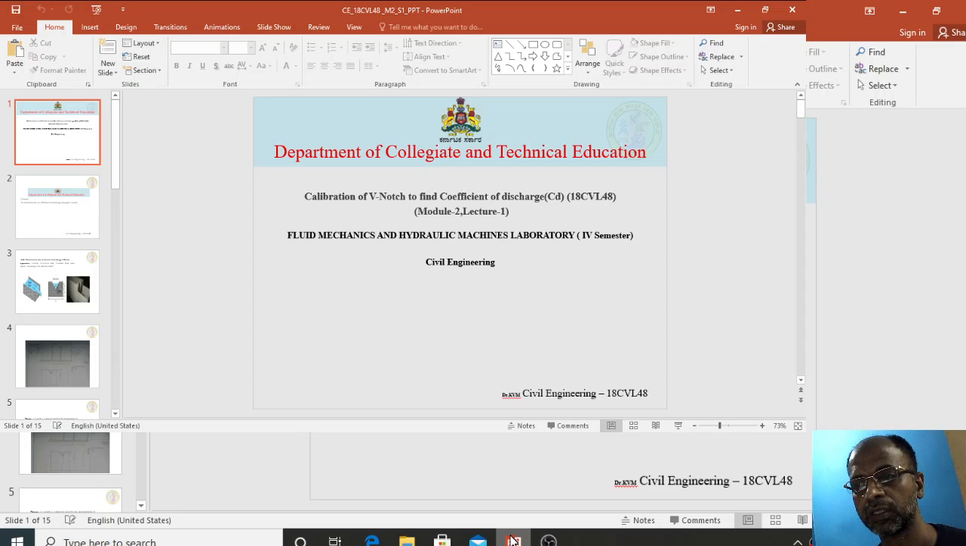Today I am discussing the calibration of a triangular notch, popularly called a V notch, to find the coefficient of discharge, Cd, under Module 2, Lecture Class 1 of Fluid Mechanics and Hydraulic Machinery Laboratory, with subject code 18CVL48, for 4th semester students.